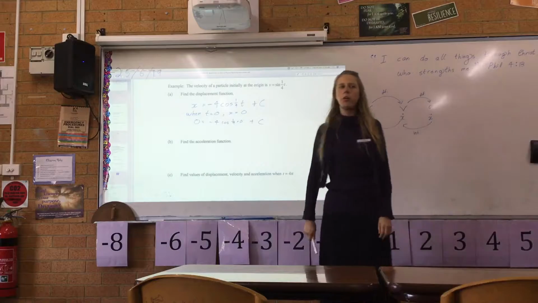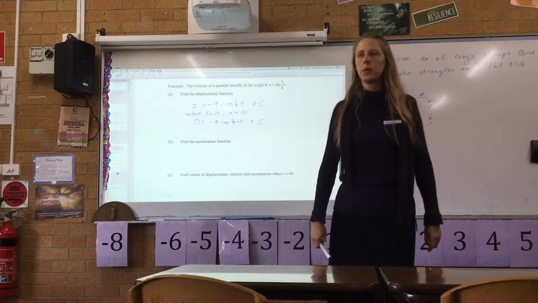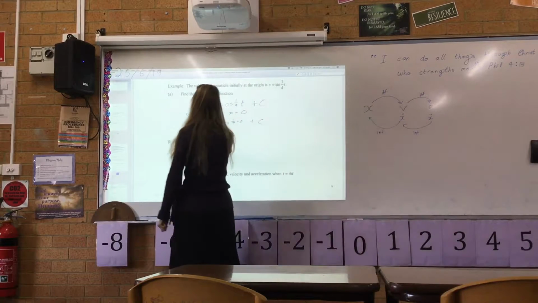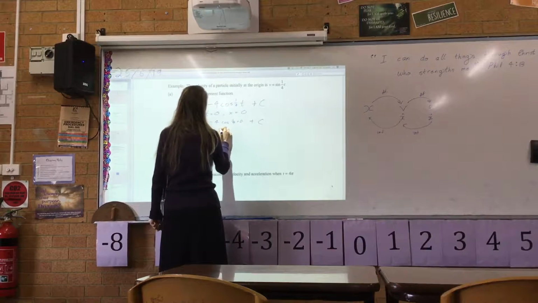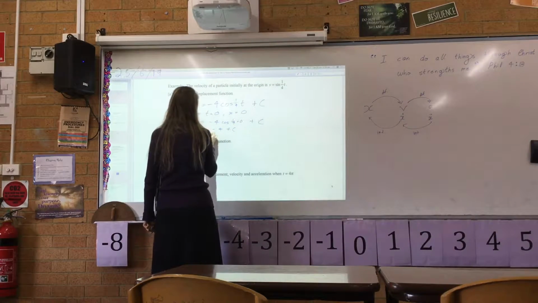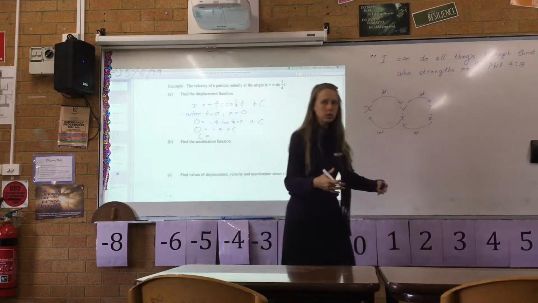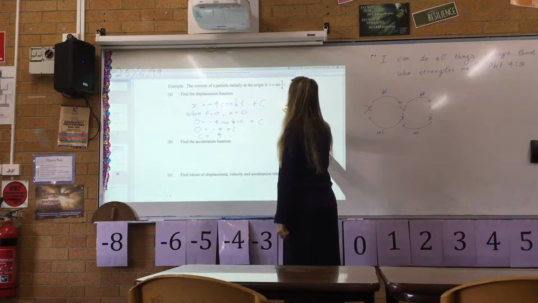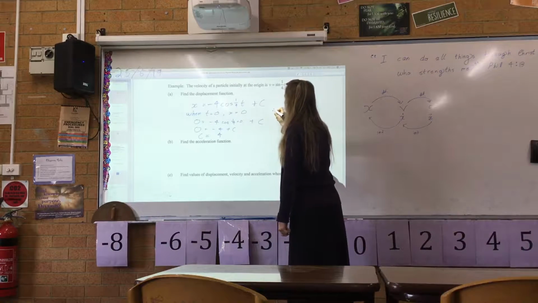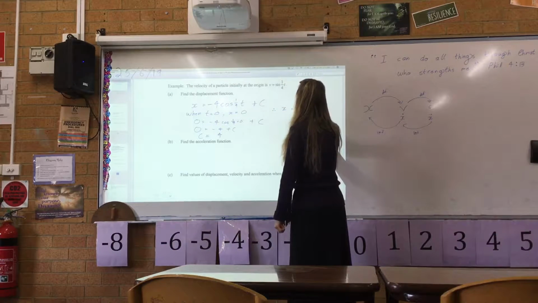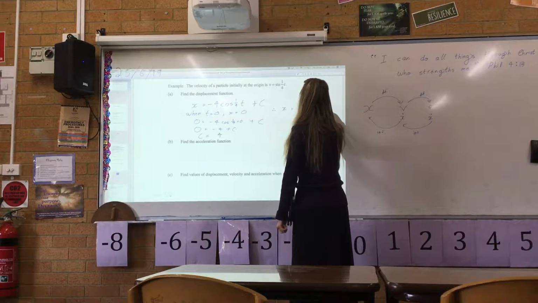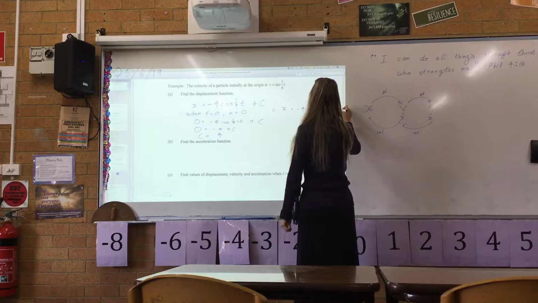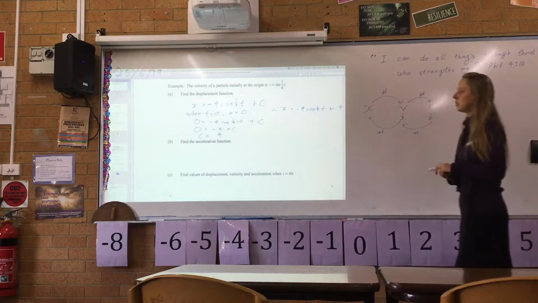What is cos of 0? 1. Did I hear someone say 1? It sure is. So here we have 0 equals negative 4 plus C. So in other words, C equals 4. So now I can write my displacement properly. Therefore, displacement is given by minus 4 cos of a quarter t plus 4, because 4 is my constant of integration.